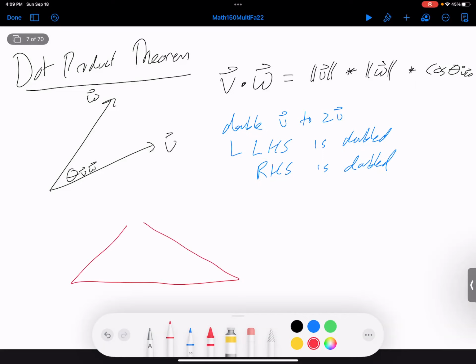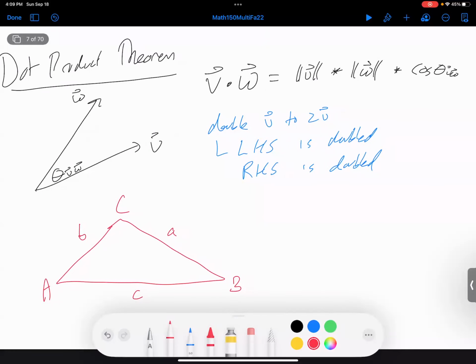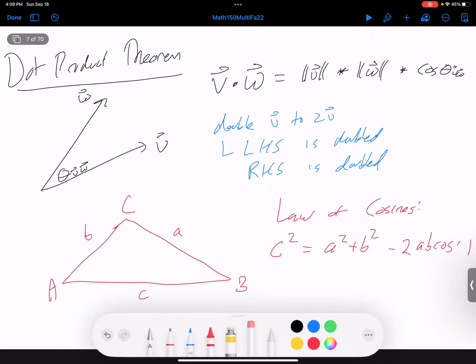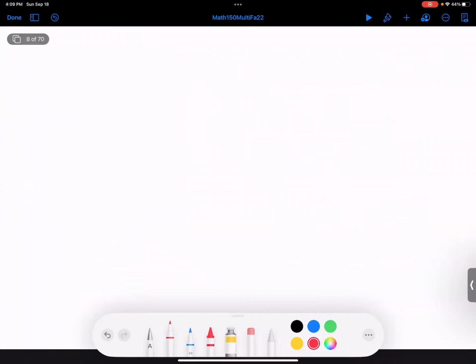So if I give you a triangle and the sides were A, B, and C, and the angles were A, B, and C, the law of cosines was C squared equals A squared plus B squared minus 2AB cosine C. That should be big C, that's right. And so what's really going on is it's the law of cosines that drives the dot product theorem. And this is the last thing we're going to do, and then we're going to call it a day.